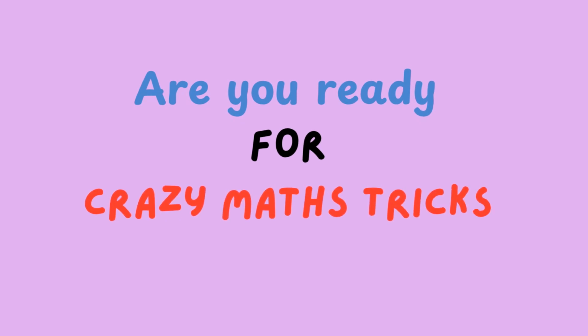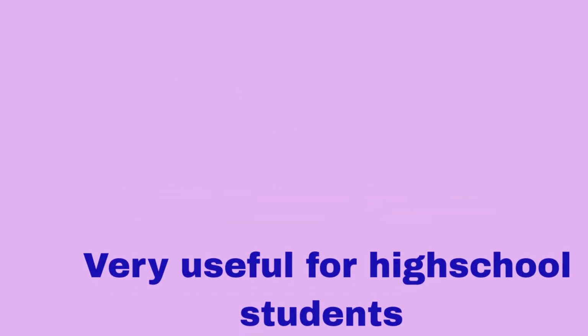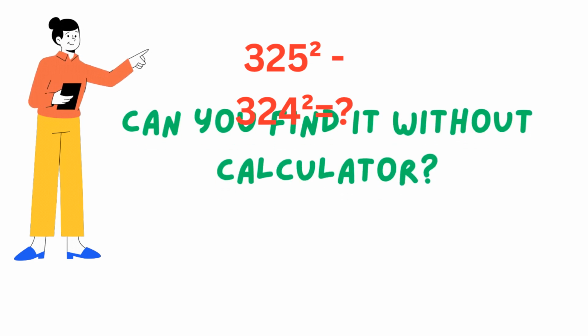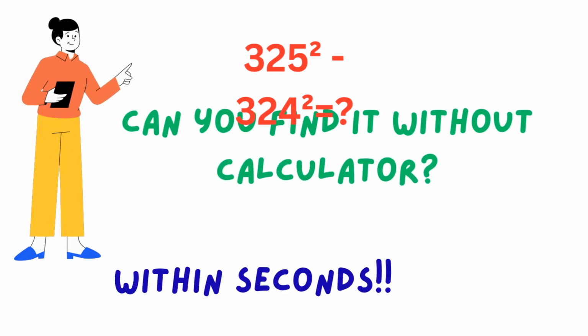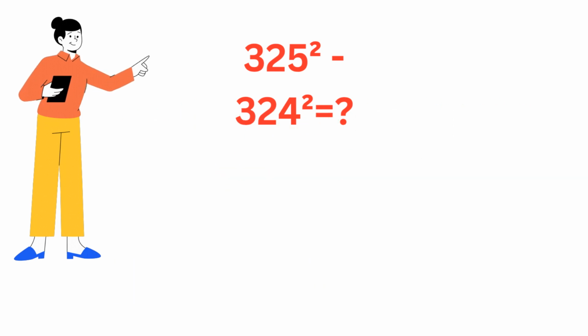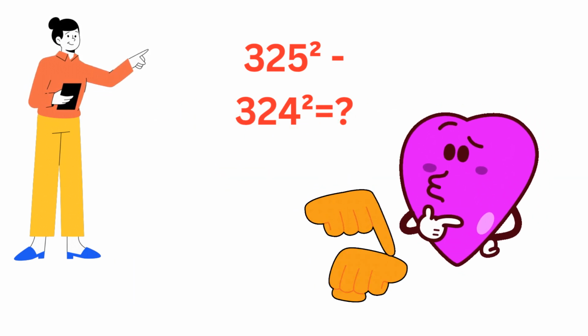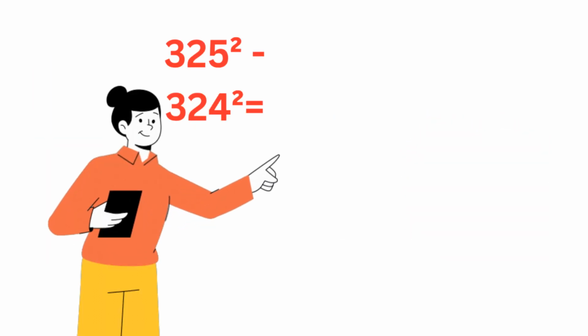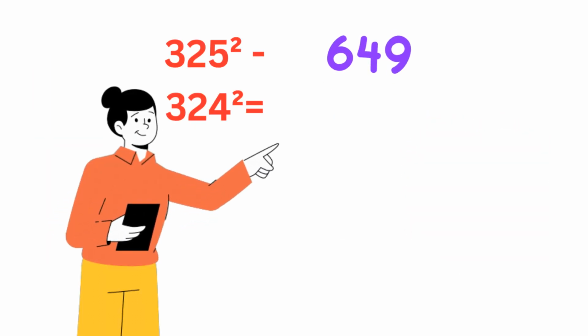Are you ready for crazy maths tricks? What is 325 squared minus 324 squared? Can you find it without a calculator? 325 squared minus 324 squared is 649.